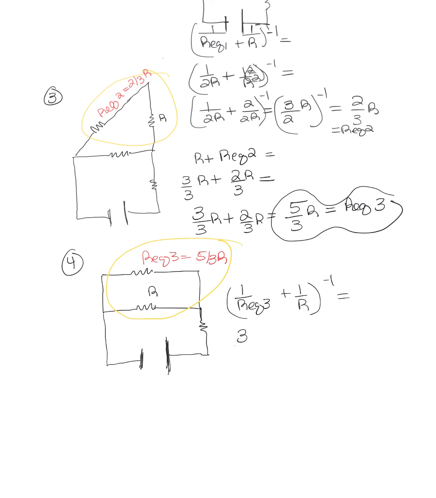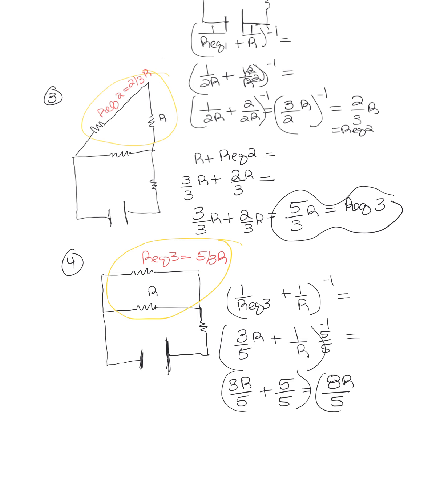So we have 3/5R plus 1/R equals, we have to get a common denominator, so multiplying by 5/5, that gives us 3/5R plus 5/5R, and that's going to be 8/5R. Don't forget to take your reciprocal, which leaves us with 5R/8 for our R equivalent 4.